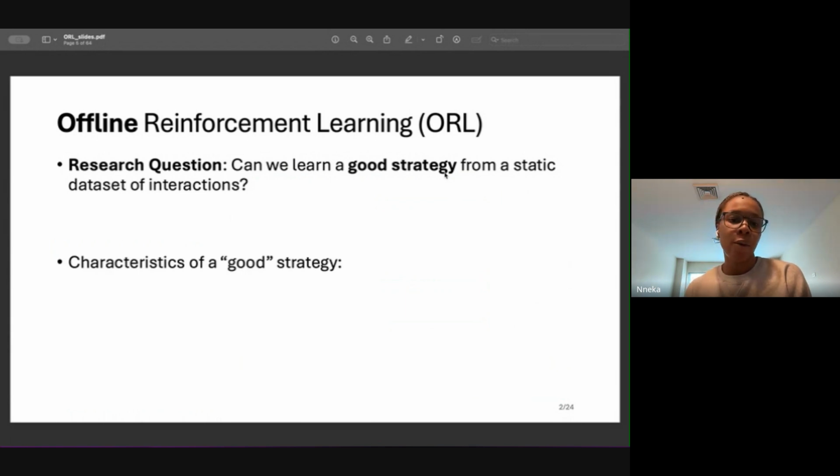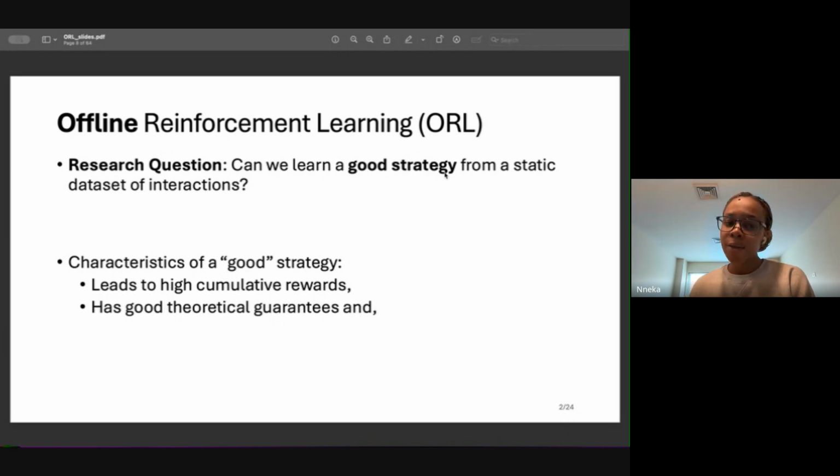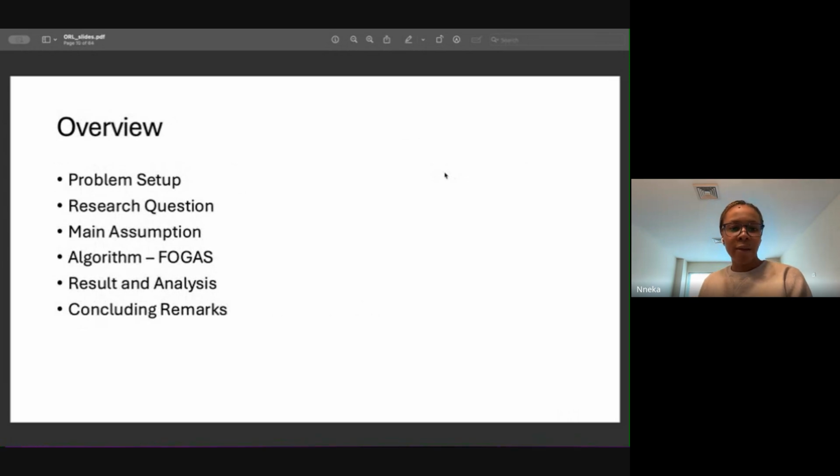By good, we mean a strategy that leads to high cumulative rewards, has good theoretical guarantees, and is, of course, implementable. Guided by these three characteristics, the rest of the presentation is structured as follows. First of all, I'll formally introduce our problem setup and research question. Then I'll talk about our main assumption, our algorithm, results, and analysis. Then I'll conclude.